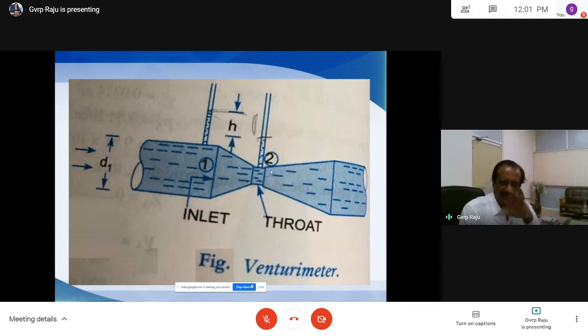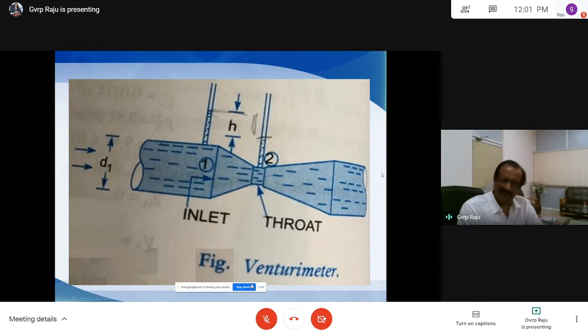Acceleration means increase in energy, deceleration means decrease in energy. So if the deceleration happens over a small length, what happens here? There is a separation of flow, there is a backflow here, eddies are formed. So obviously for deceleration, it should be given much distance so that we can avoid separation and we can avoid eddies also.